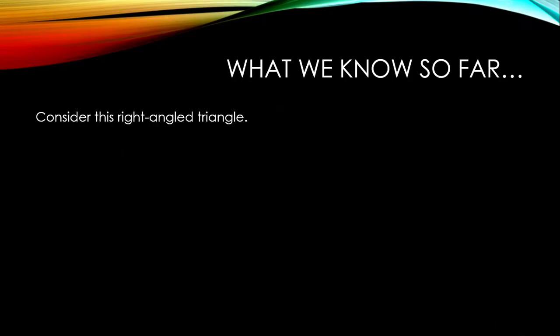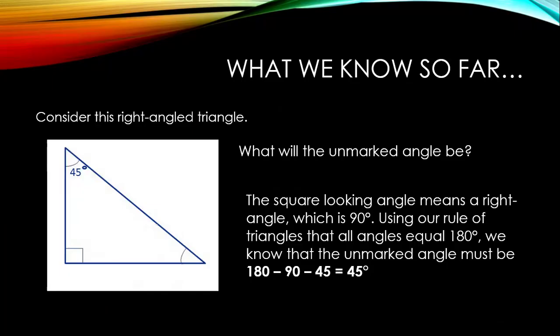So consider this right angle triangle. When we are looking for the third angle there, the first angle is 45 degrees and we have a right angle. So if we are looking for the missing angle, we can do the whole triangle is 180. So we're going to do 180 degrees minus 90 minus 45, and that will give us 45 degrees. So the missing angle here will be 45.